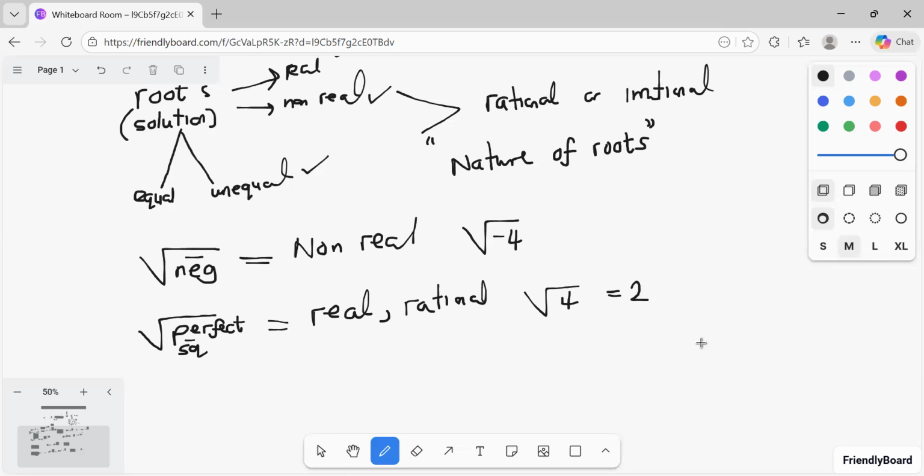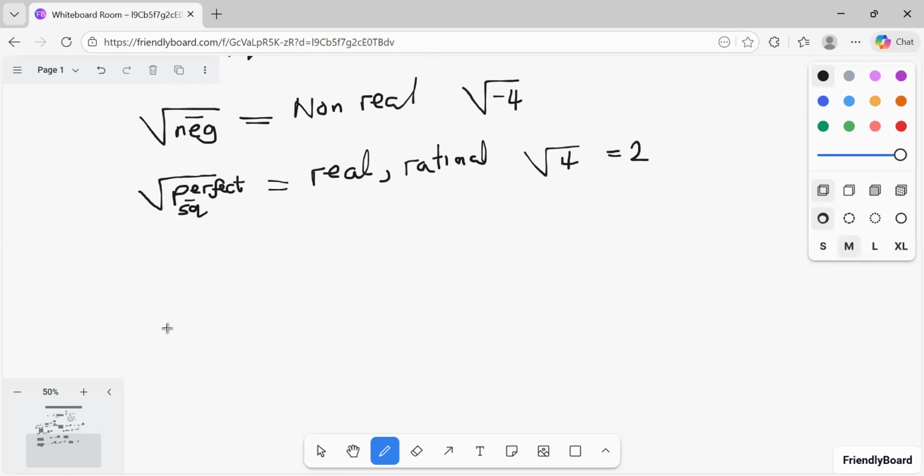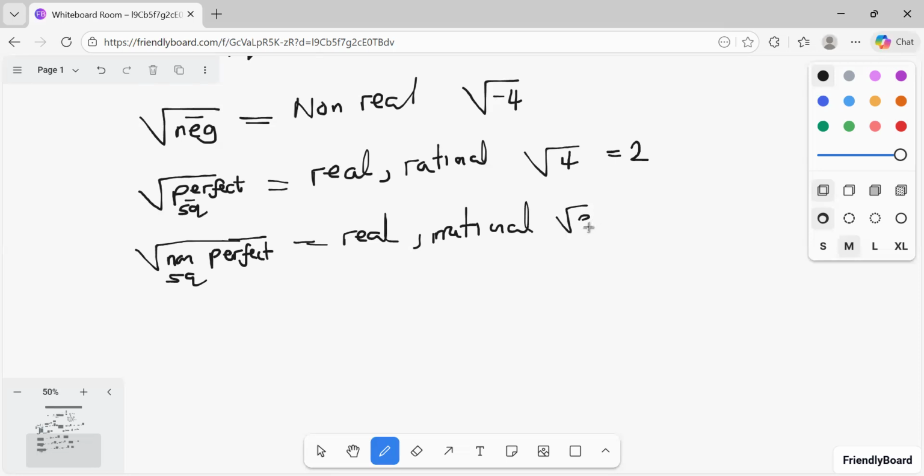Then let's go to when we square root a non-perfect square. It's going to be real, but irrational. For example, root 3, the square root of 3.